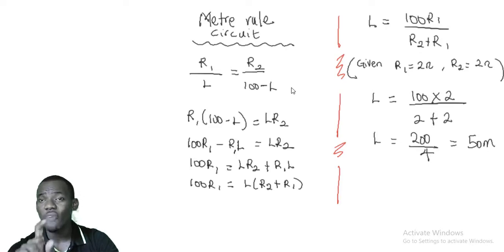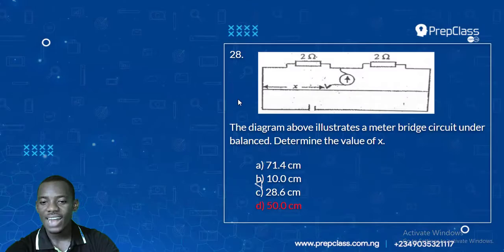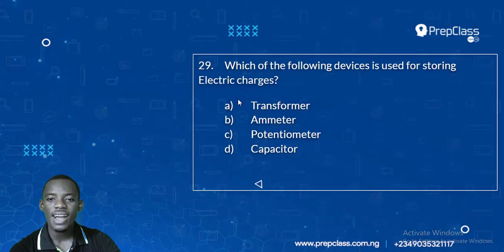But if you know that formula R1 over L equals R2 over 100 minus L, then you've gotten the tool to use to answer any question on meter rule circuits. Once you know that, then you are a master of it. So we have 50 as the answer to number 28, and the answer is therefore 50.0 centimeter. Good. Now, let's check out number 29.